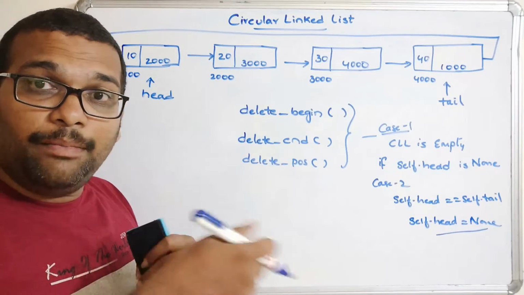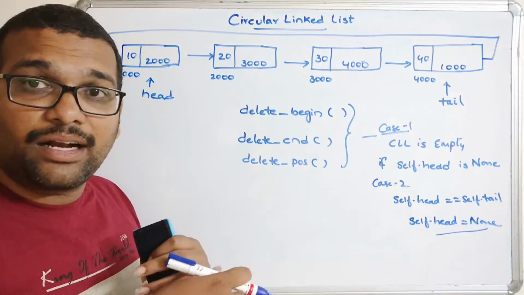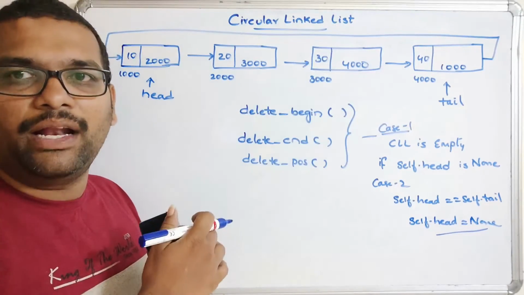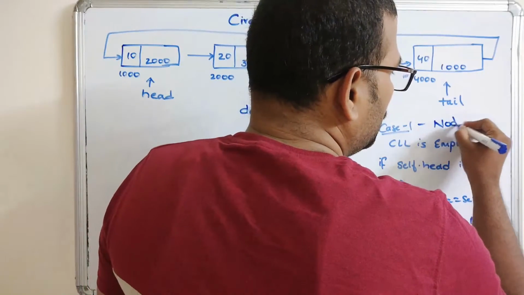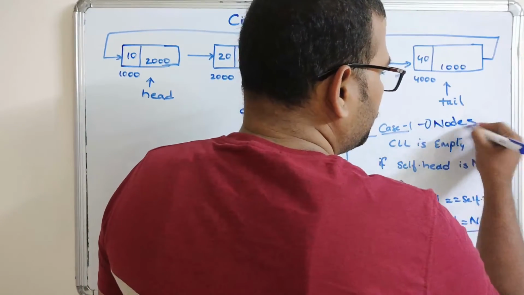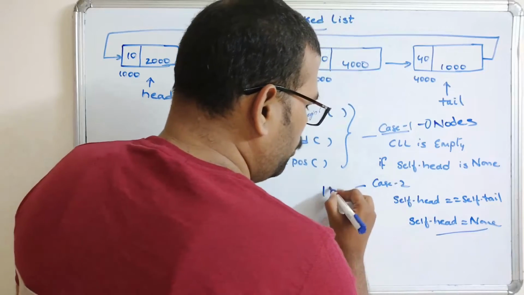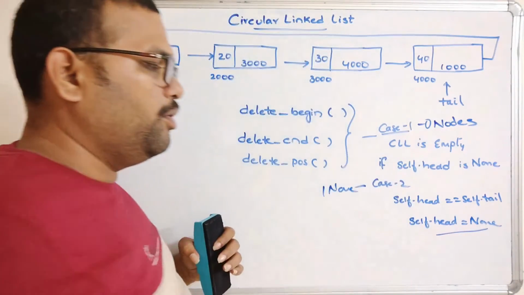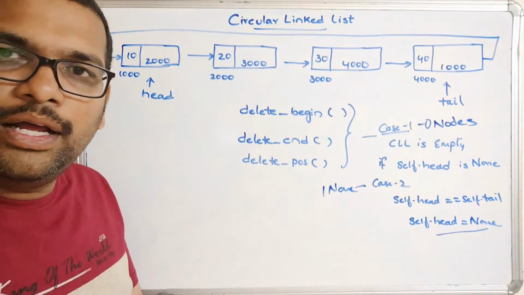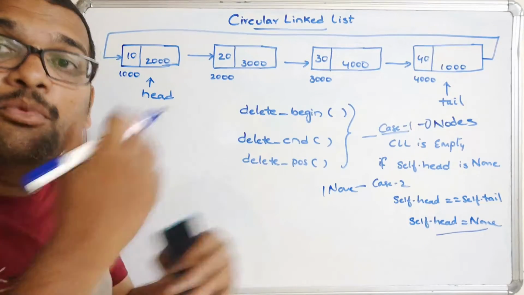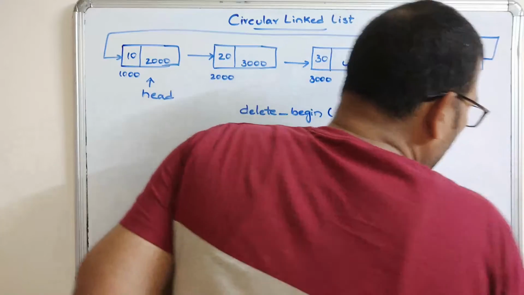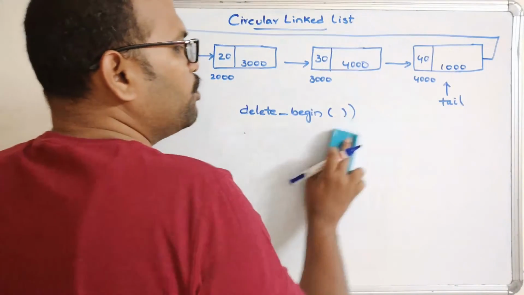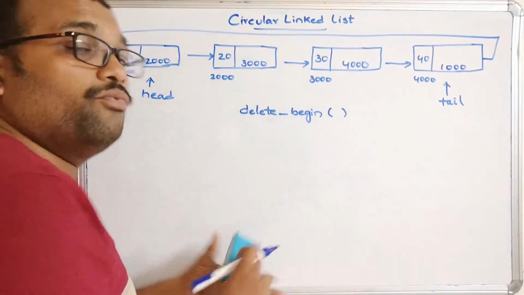And coming to the third case, that means the circular linked list has more than one element, more than one node. So case 1 is 0 nodes, case 2 is only one node, and case 3 is more than one node. We need to write the code for the third case, that means more than one node.